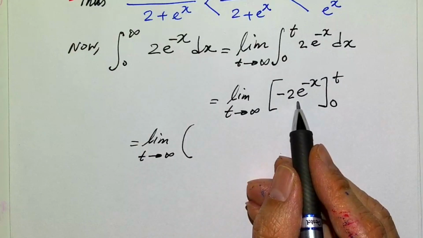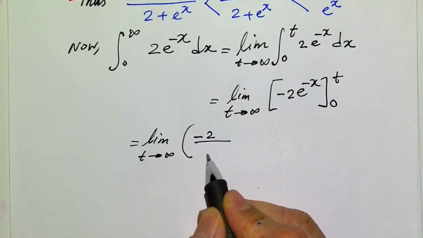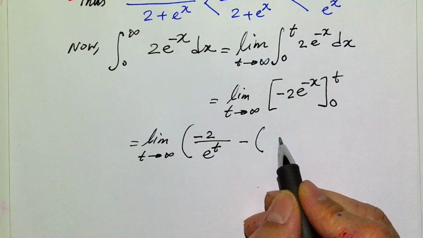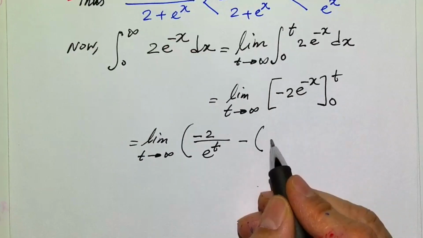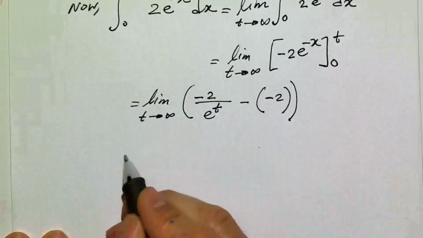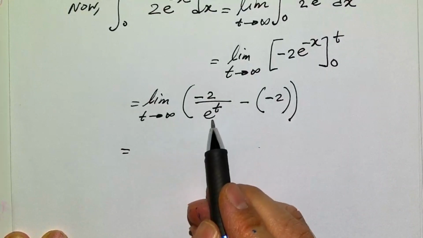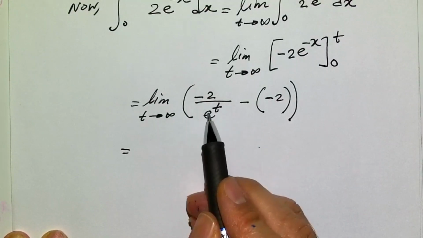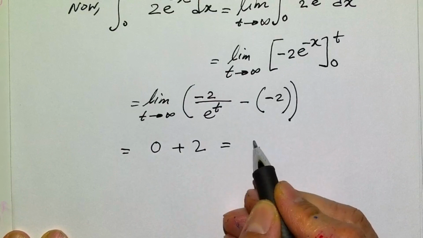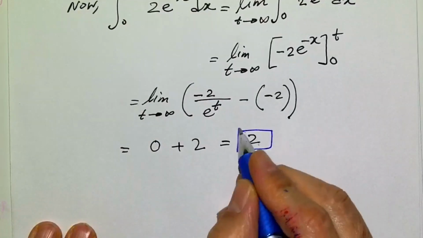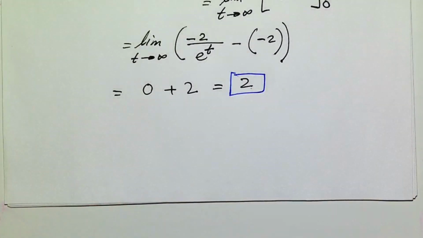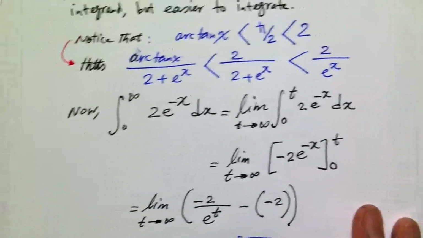We have minus 2 divided by e to the t power minus, and then this is just 0, 1, minus 2, like that. Okay, so what do we have? If we apply the limit now, as t goes to infinity, this expression goes to 0, right? So we have 0 plus 2, which is equal to 2.